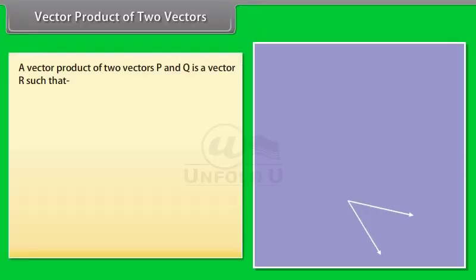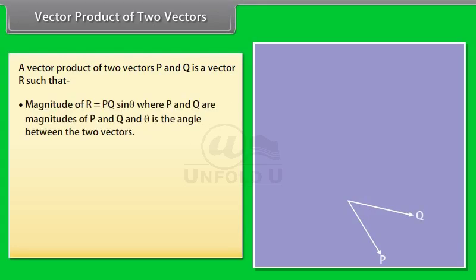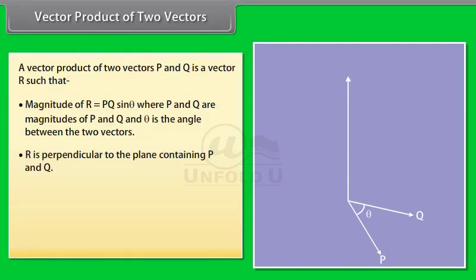Vector product of two vectors. A vector product of two vectors p and q is a vector r such that the magnitude of r is equal to pq sine theta, where p and q are magnitudes of p and q, and theta is the angle between the two vectors. R is perpendicular to the plane containing p and q.